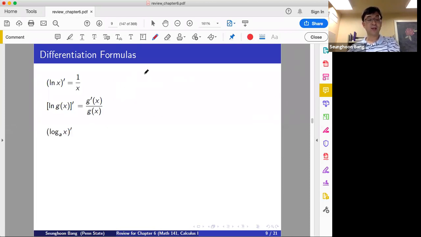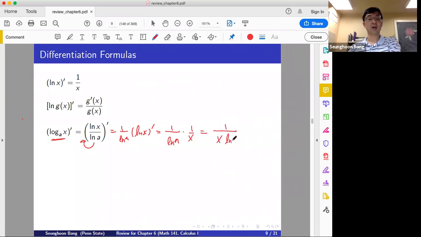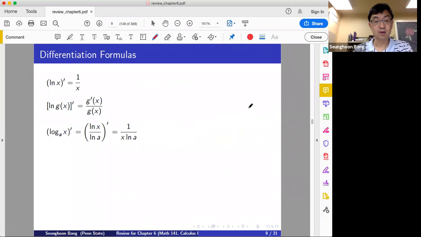What is the derivative of log of x with base a? You have to use this one: always change the base to natural log, ln of x over ln of a. You can take out the constant 1 over ln of a, and just take the derivative of ln of x, which is 1 over x. So we have 1 over x times ln of a. That is the whole idea for solving this problem.